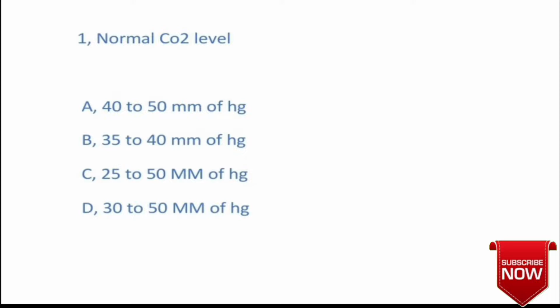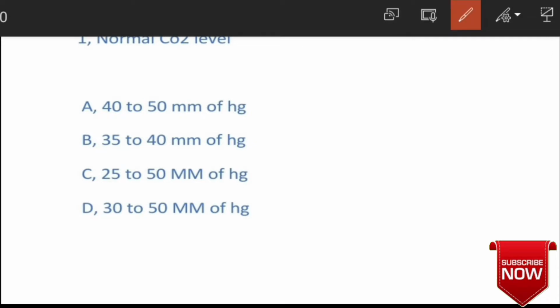Normal CO2 level in the blood. Option A: 40 to 50 mm of Hg. Option B: 35 to 40 mm of Hg. Option C: 25 to 50 mm of Hg. Option D: 30 to 50 mm of Hg.